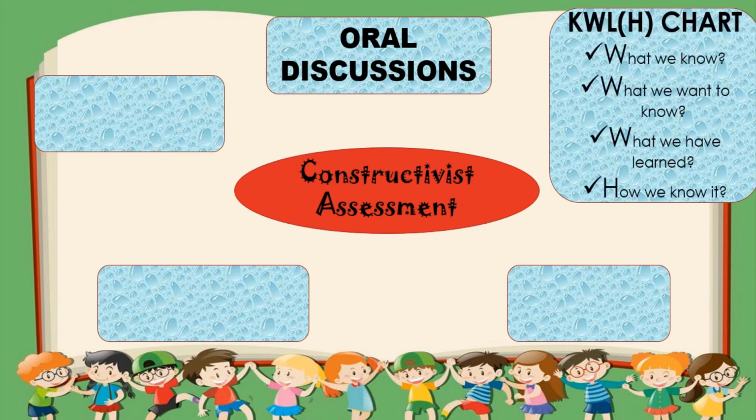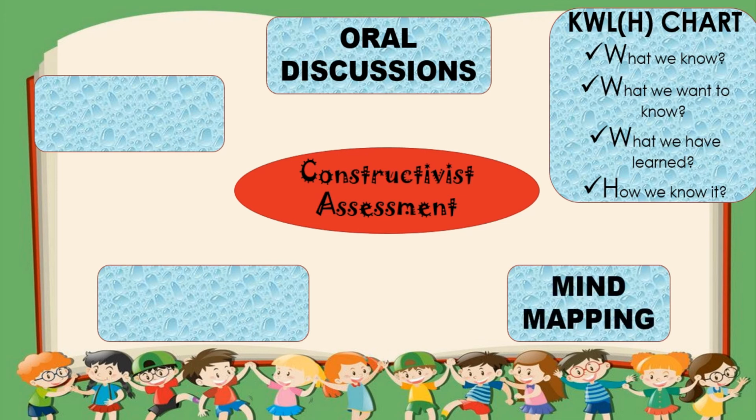Next, the KWLH chart, wherein the students write what they know, what they want to know, what they have learned, and how they know it. This technique can be used throughout the course of study for a particular topic, but is also a good assessment technique as it shows the teacher the progress of the student throughout the course of study.